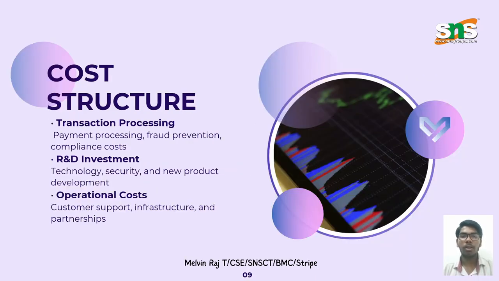Now we are going to see the cost structure. Transaction processing cost, payment infrastructure, fraud detection system, security, and compliance. Every transaction has some cost. Research and development: they spend a lot on new technology, better security, and new products. Operational cost: customer support, system maintenance, managing partners, etc.